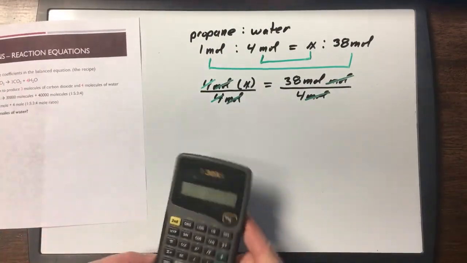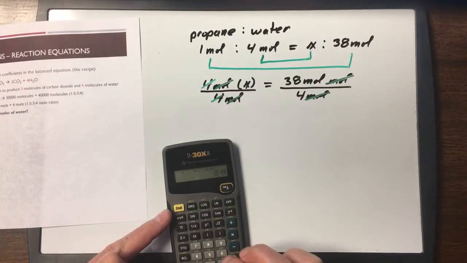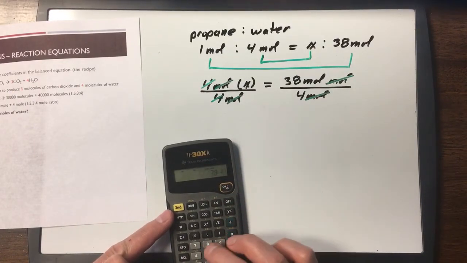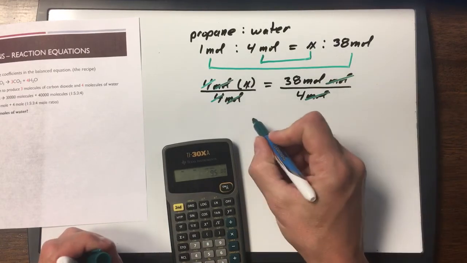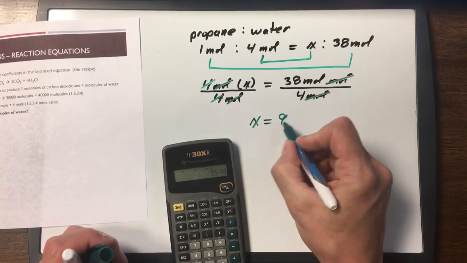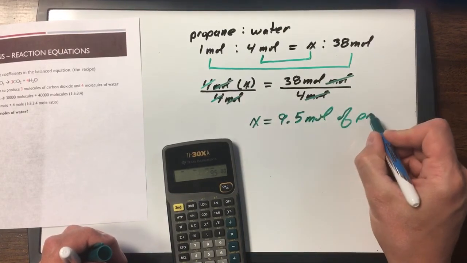the amount of propane. Taking our calculator, we're going to take 38 and divide it by 4 to give us 9.5. So X is equal to 9.5 mole of propane.